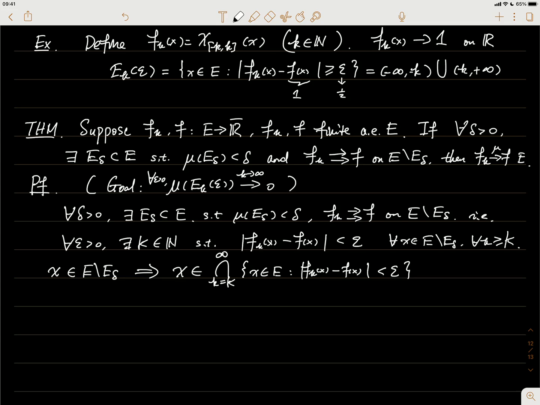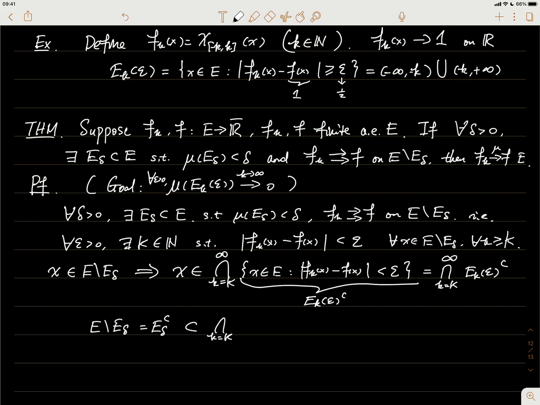Okay, well, this set is just the Ek epsilon complement, right? Because Ek epsilon contains all the points like this one, right? So this is just the Ek epsilon complement. So what I'm having here is just an intersection, because it's true for all the little k bigger than or equal to capital K. So it's just the intersection of this Ek epsilon complement. Well, if for any x I can show this, that means this E minus E delta, which is just the E delta complement, right? Since E is the largest set, so it's just E delta complement, and we know that it just belongs to the intersection of the Ek epsilon complement.